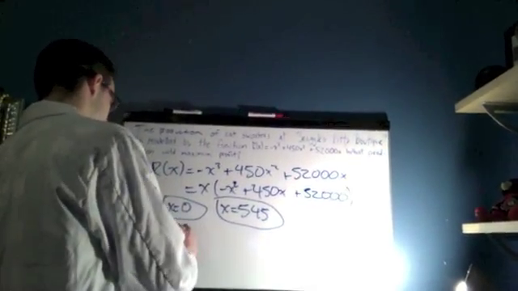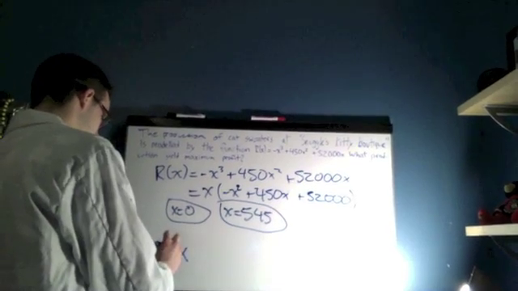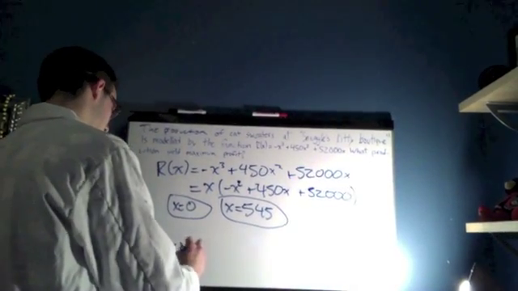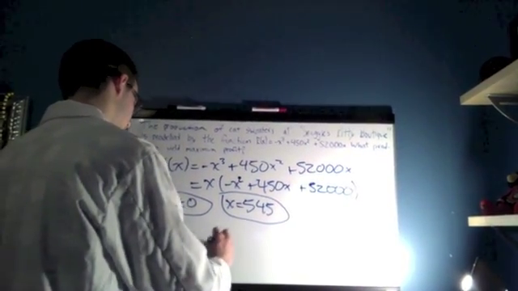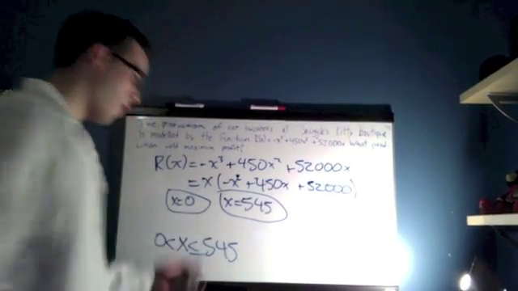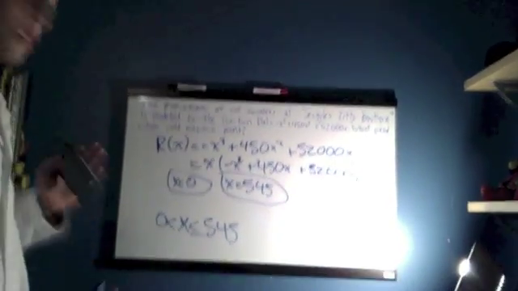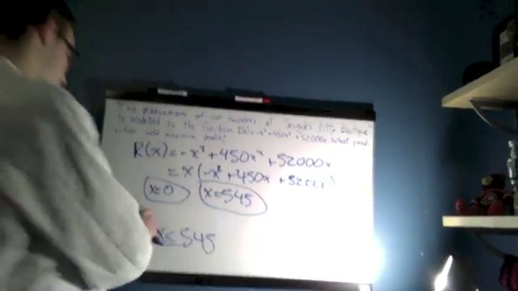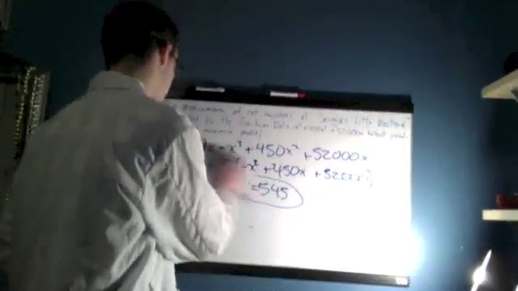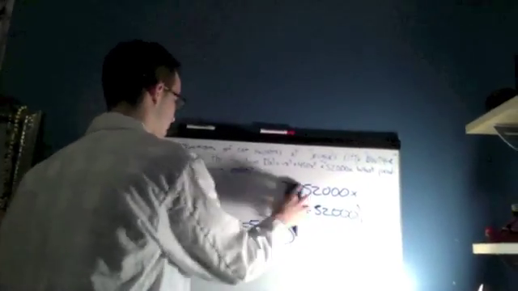So our domain will be x is greater than 0, but less than or equal to 545. Now that we've established the domain, we can start our first steps to optimizing and finding the optimal production value.